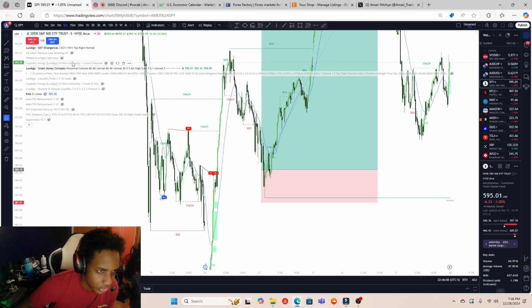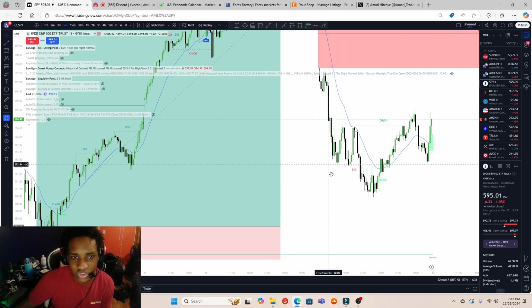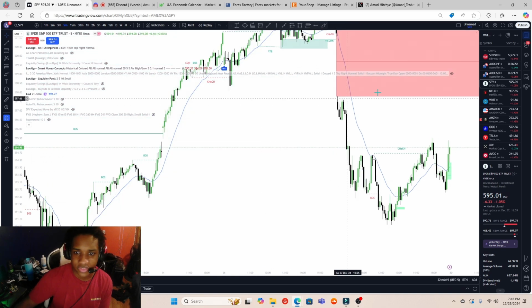And for my final two, I prefer to use buy side liquidity and liquidity pools. Liquidity pools are what they say they are. It's where pools of liquidity are. It's where liquidity lies in the markets.